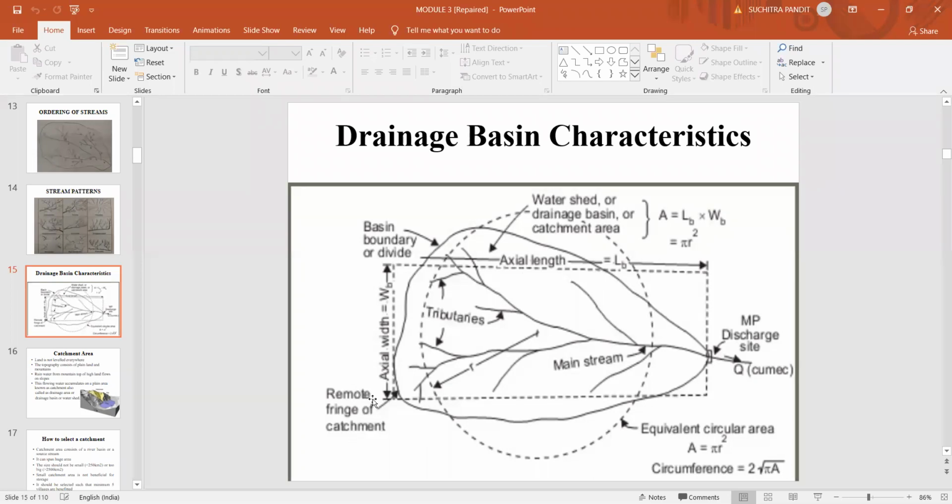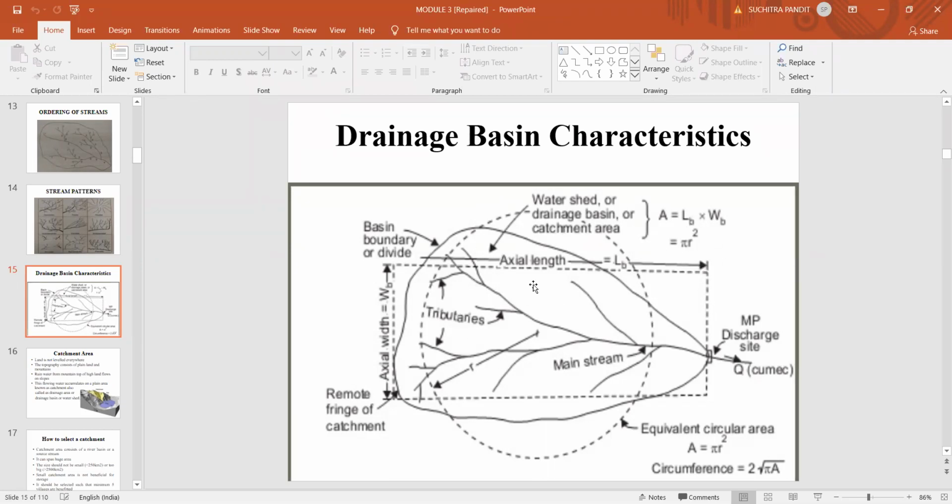Now this is the remote fringe of the catchment. Now we shall take the axial length and the axial width of the catchment area, so that it will give you the area. That is nothing but equal to the area of the circle, pi r square. So what we have done is we have considered a circular area which is almost equivalent to the area of the catchment under investigation. The area of the catchment is nothing but axial length into axial breadth. Since we can consider a circular area, the area of the circle is pi r square.